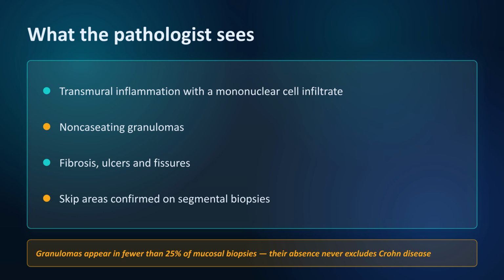Now here is the most important caveat in this whole video. Granulomas are seen in fewer than 25% of mucosal biopsies. So more than 3/4 of Crohn patients have no granuloma on their biopsy. Their absence never excludes the diagnosis. Do not let a report talk you out of it. Report the absence of granulomas as a finding, never as an exclusion.